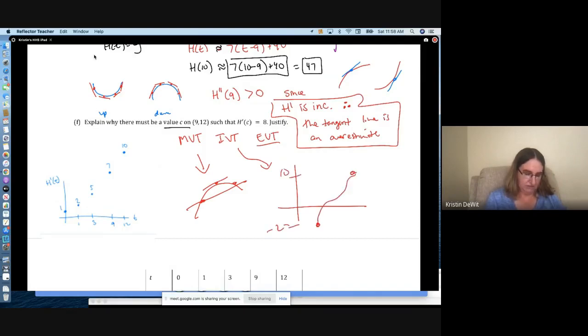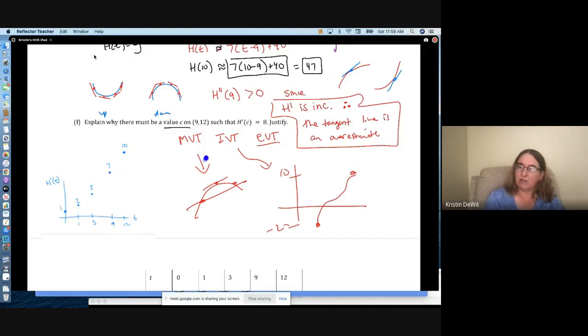Then they're saying there's a value everywhere, like f of 8 would exist. There's a y value for every value between the two you have. Okay, so this one wants to know from 9 to 12. So here's my graph, 9 to 12. It says that h prime of c must equal 8.